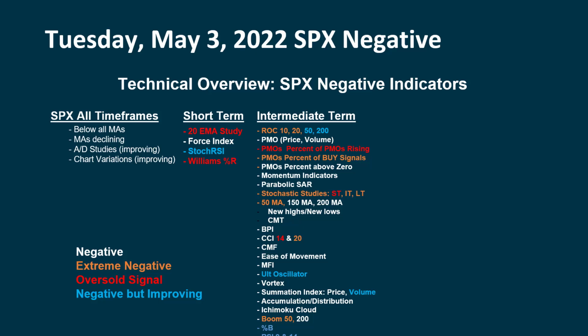The bullish percent index, those continue to be negative. The CCI, based on 14 periods, gave us a signal, where based on 20 periods, it's still extreme negative. The Chaikin money flow, ease of movement, and money flow index, those continue to be declining. The ultimate oscillator, it's bouncing up a little bit, but it's still negative.